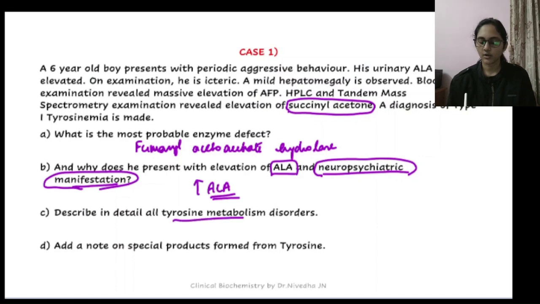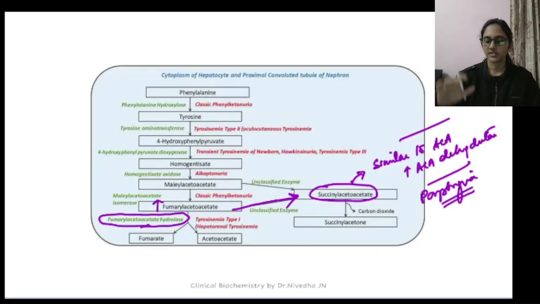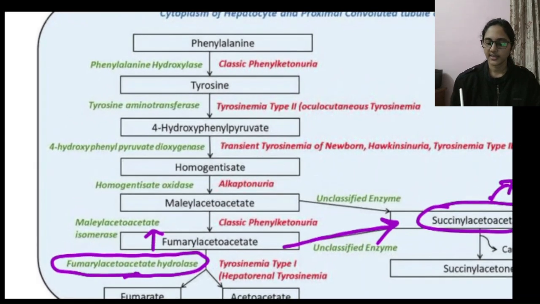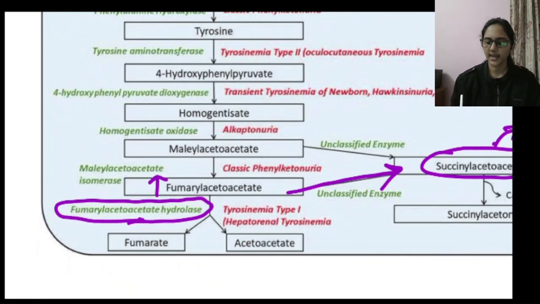Now describe in detail all the tyrosine metabolism disorders. You need to just write down the pathway of tyrosine metabolism and then and there mark what disorder it is having. First, from phenylalanine you get tyrosine. And from tyrosine you get 4-hydroxyphenylpyruvate with the help of the enzyme tyrosine aminotransferase. From here you get homogentisate, because of the enzyme hydroxyphenylpyruvate dioxygenase. And homogentisate to maleylacetoacetate by the enzyme homogentisate oxidase. And again from maleylacetoacetate to fumaryl acetoacetate, and fumaryl acetoacetate gives you fumarate and acetoacetate. So this is the pathway.